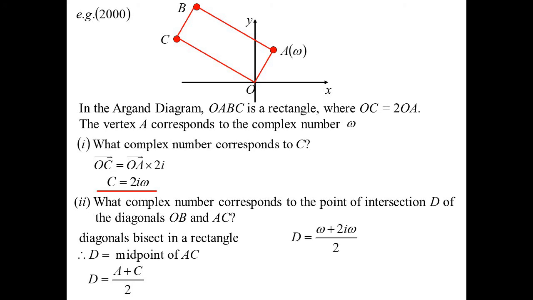Substitute in, well we said A was omega, C is 2i omega, all of that divided by 2, and I've got a half plus i omega. That would be the point D.